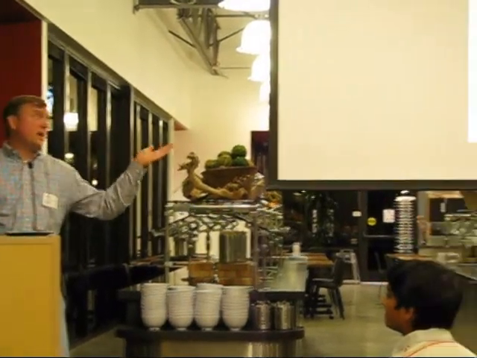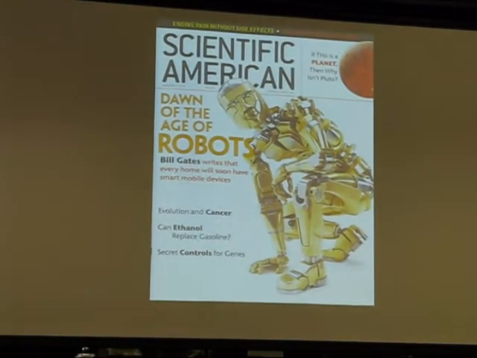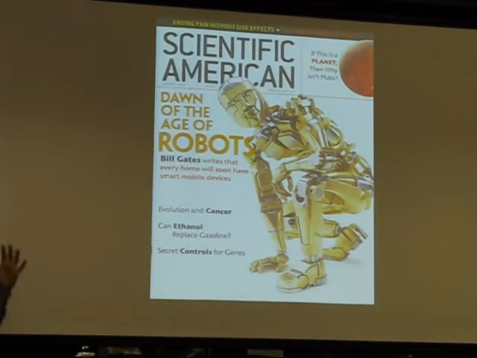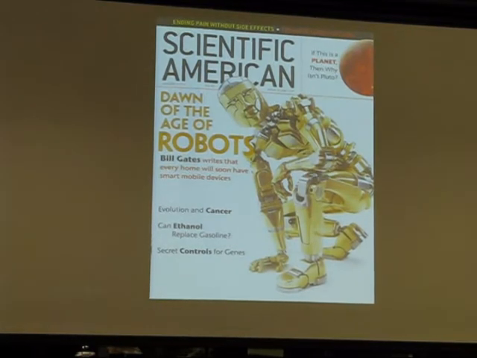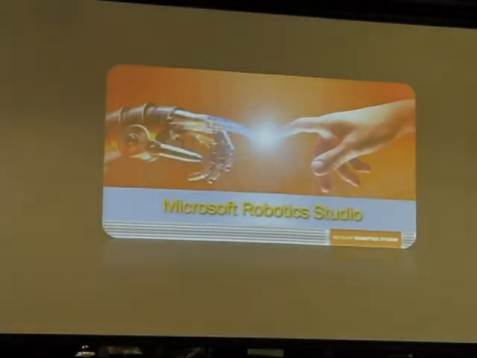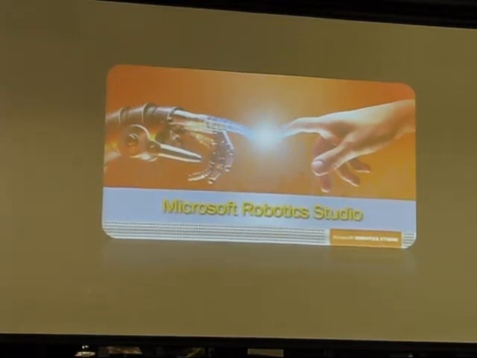At about the same time, Bill Gates, some people may remember this, got a big splash back in 2007. He wrote his big article about a robot in every home. And that came out pretty much simultaneously with the first iteration of Microsoft Robotics Development Studio. So they released their first iteration of it in December of 2006, and sent it out to the world.